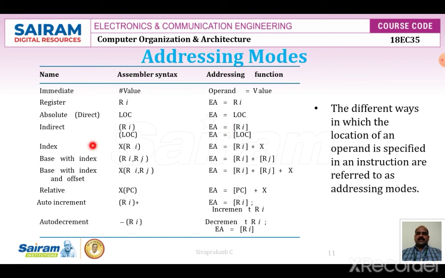Index addressing is a combination of the relative address with the index register. Base with index is a combination of the relative address with the base register. Relative addressing is a combination of the program counter with the relative address. Auto increment and auto decrement is a single instruction which increments as well as decrements the content present in the particular instruction.